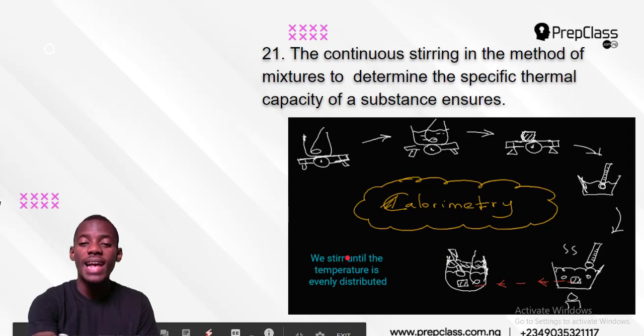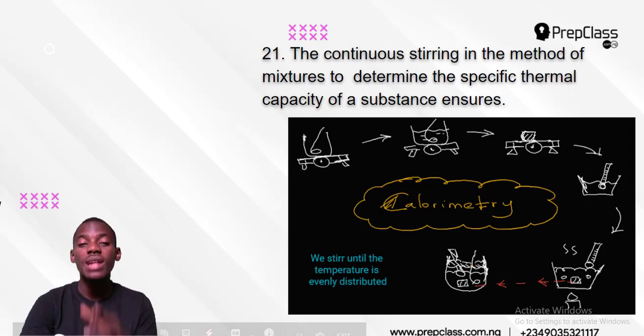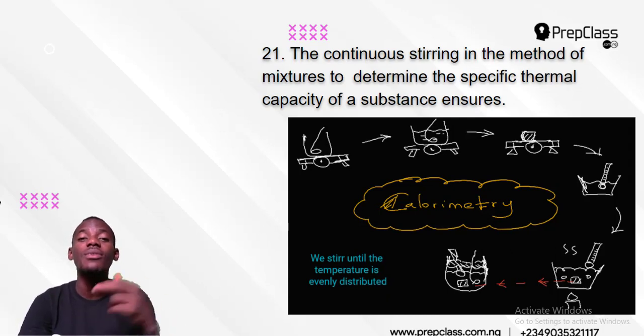Now, the function of the stirrer is this. We stir until the temperature is evenly distributed, and that is the simple reason why we stir. Now, if we don't stir, the heat in the solid, the metal that was heated, was transferred quickly into the calorimeter to transfer heat to the liquid in the calorimeter. But the stirrer is there to make the heat transfer from the solid to the calorimeter effective. So the stirrer is to stir it so that the heat from the metal will be distributed around the water evenly.